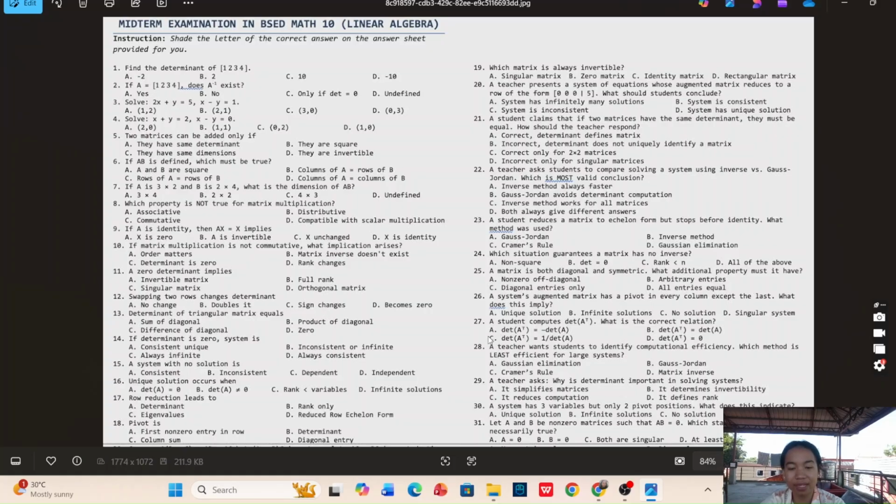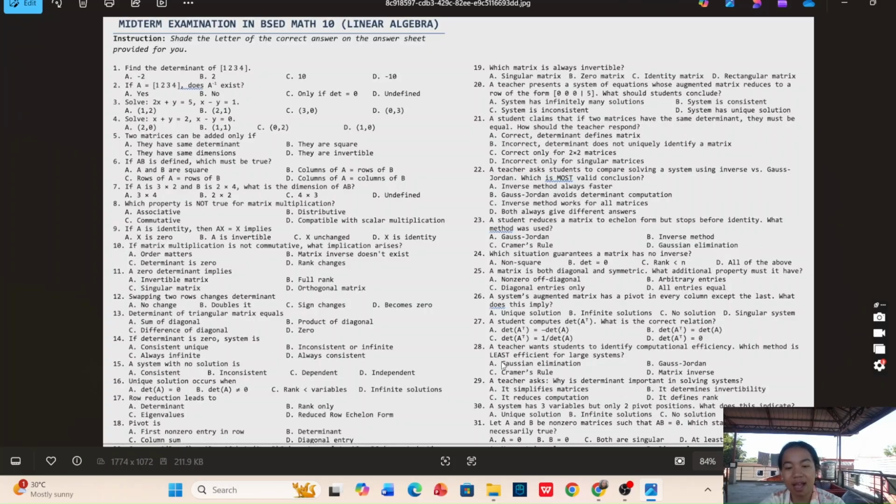Number 27. A student computes det A to the power of T. What is the correct relation? The correct answer for number 27 is letter A. The determinant of a transpose equals the determinant of the original matrix, which is letter A.